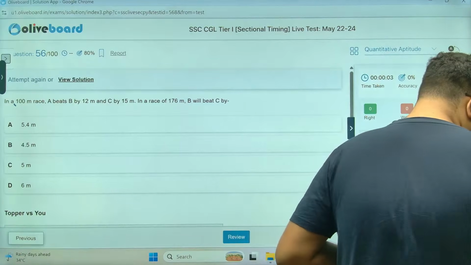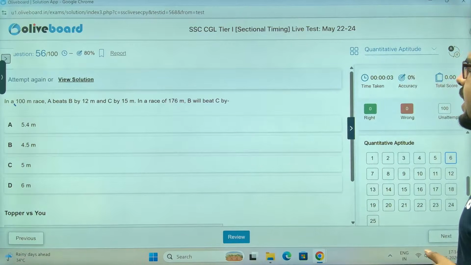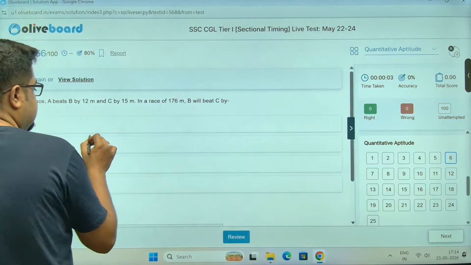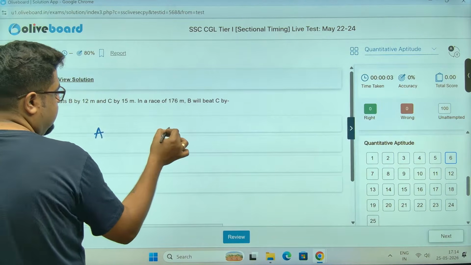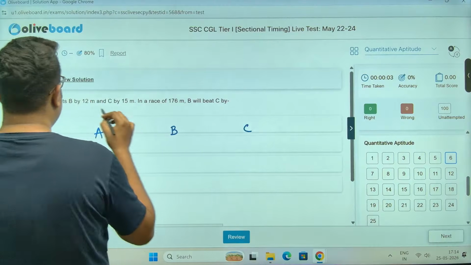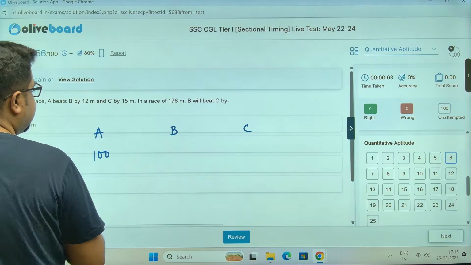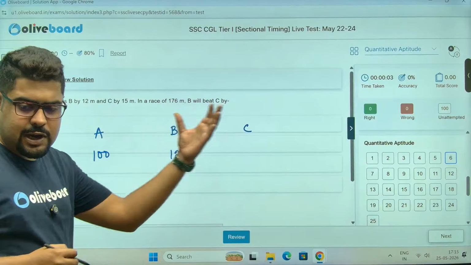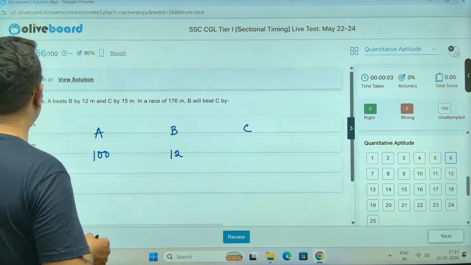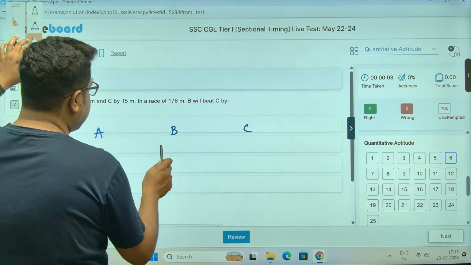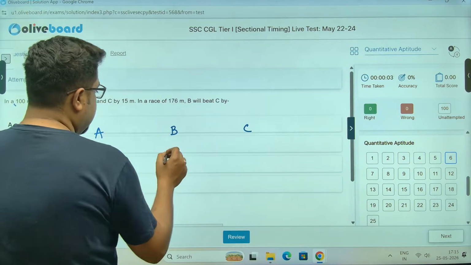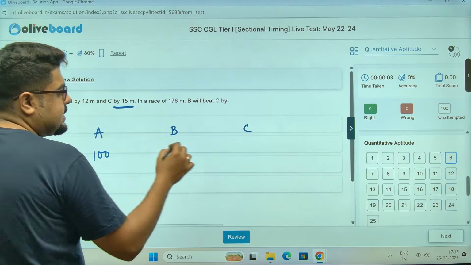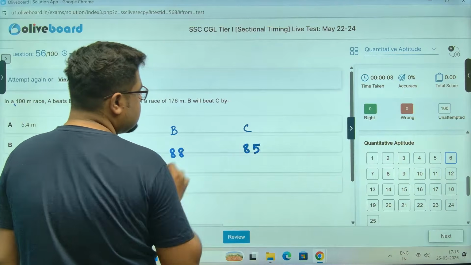Everybody read the question, please. 100-meter race, A beats B by this, C by this. Acha, C by this. Sir, A, B, and C. 100-meter race, A has completed 100 meters, beats B by 12. Meaning B has gone 12 meters less, 88 meters. C by this, meaning C has gone 85 meters.